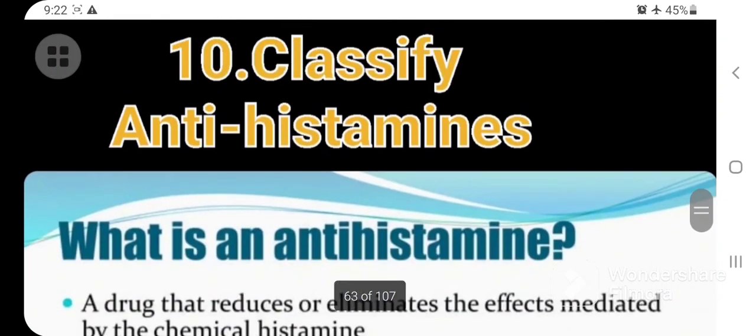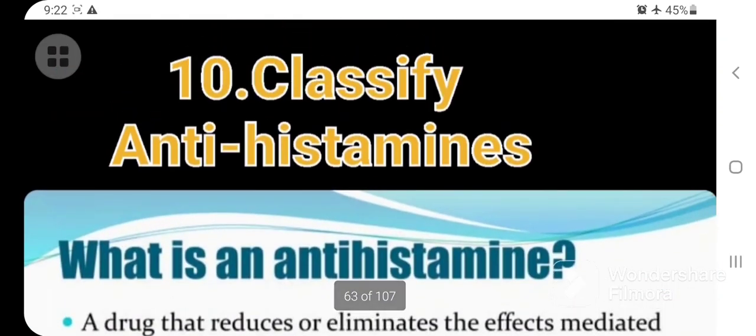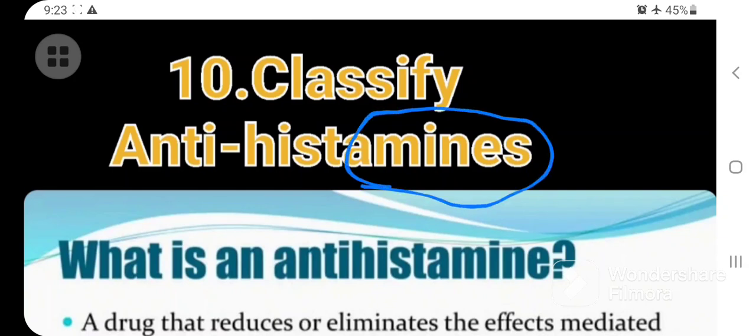The next question is: classify antihistamines. Do you know what antihistamines are? Antihistamines are amines which help to inhibit the excess secretion of histamine. If excess histamine is secreted, there is a condition known as allergy, or anaphylaxis in some conditions. Basically, excess histamine leads to allergy, acidity problems, and headache. These are some common side effects.